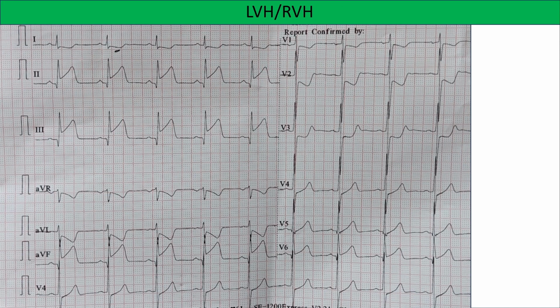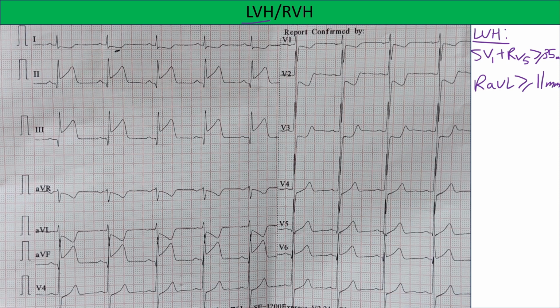Now let's move on to ventricular hypertrophy. We'll start off with left ventricular hypertrophy first. So the two criteria that are used are the S wave in V1 plus the R wave in V5, and that should be greater than or equal to 35 millimeters. And the other one is the R wave in aVL should be greater than or equal to 11 millimeters.